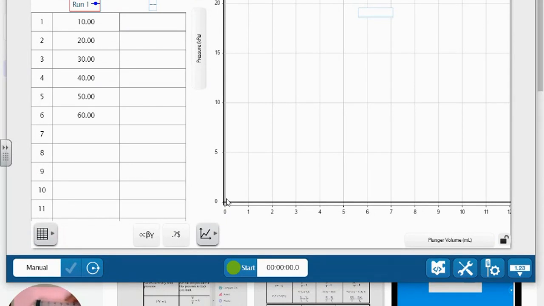Now, I haven't quite found out how I can force it through 0. I know in the Vernier software you can force something through 0, but just keep in mind that this is probably not going to go through 0, and that's okay. It's understandable why. Now, let us start first.